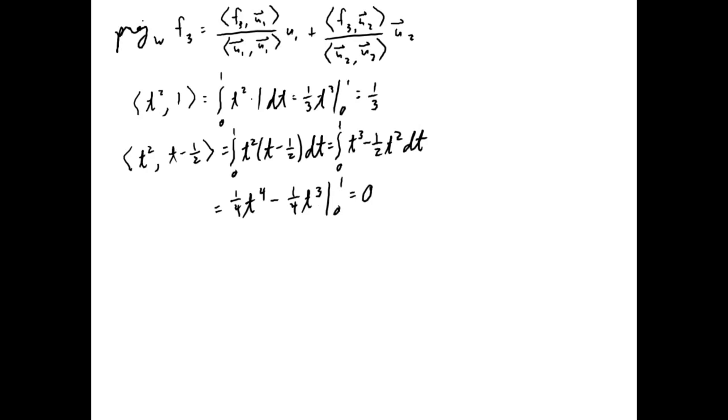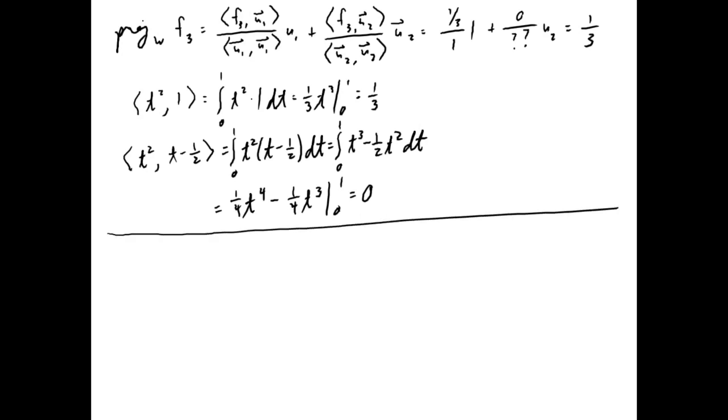So based on that, I don't need to do a whole lot more work here. F3 and U1 gave me 1/3, and U1 and U1 gave me 1 times 1. Plus, since the numerator here is 0, I don't really care what the denominator is, times U2. I'm just going to get an answer here of 1/3. So the projection onto W of F3 would be 1/3. Interesting.